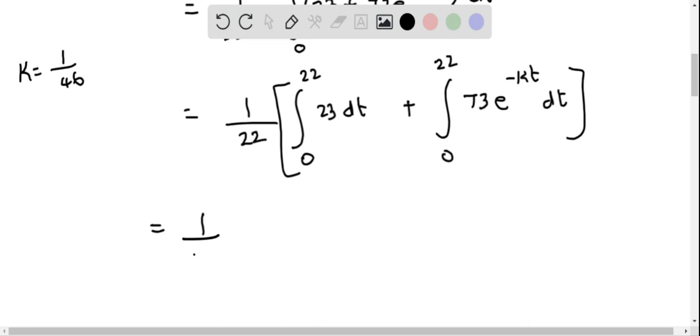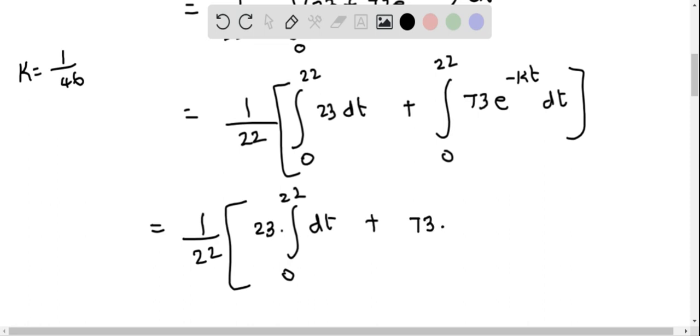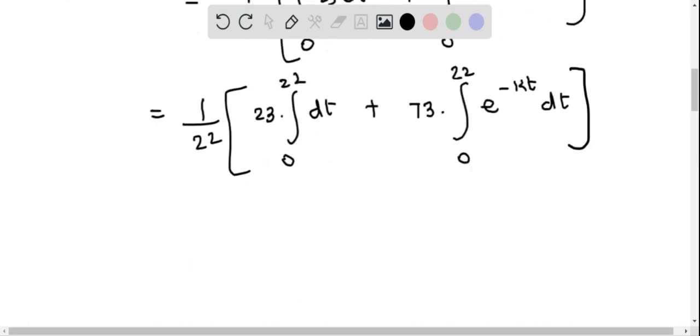So this is equal to 1 over 22. When we integrate 23, this is basically integration of just dt. So I can put this like this, I put this big square bracket. Plus here as well I can factor out the 73 using the constant multiple rule of integration. And then I write down this as 0 to 22 e raised to the power of minus kt dt. So let's continue. So this is equal to 1 over 22.